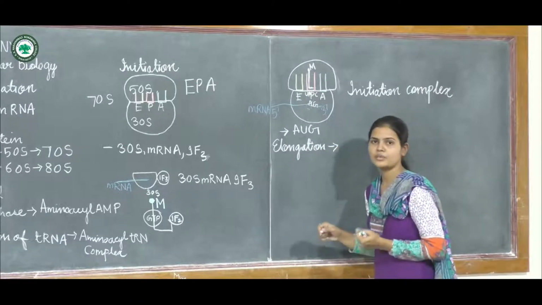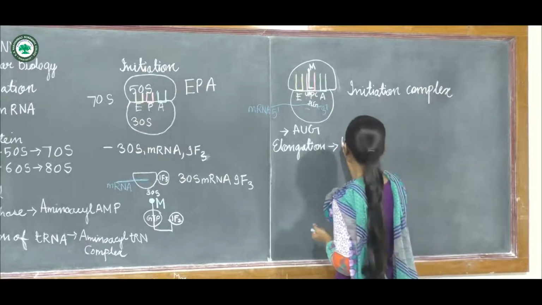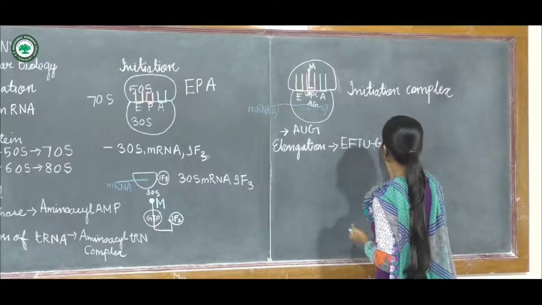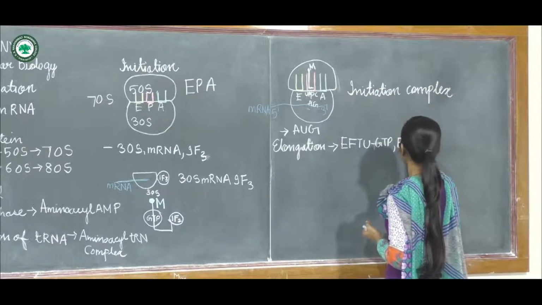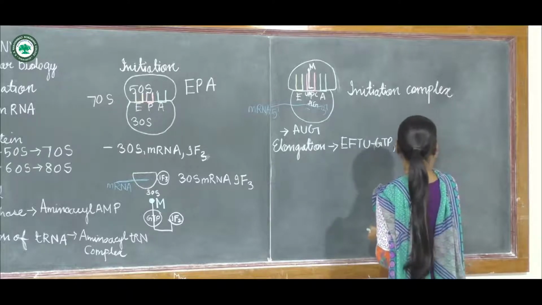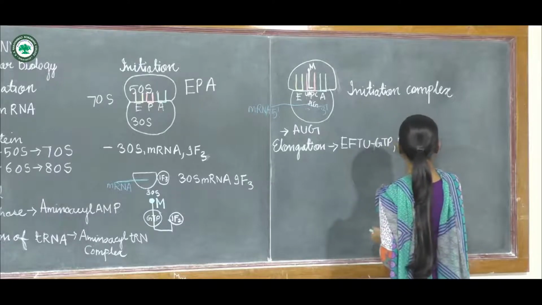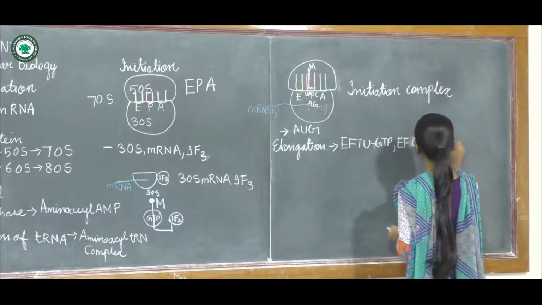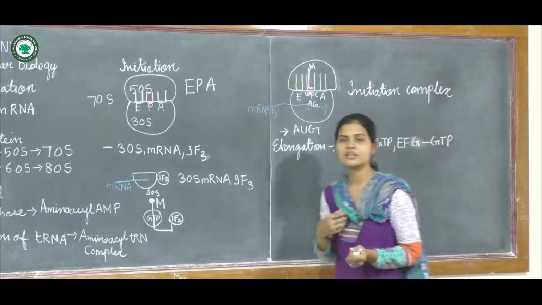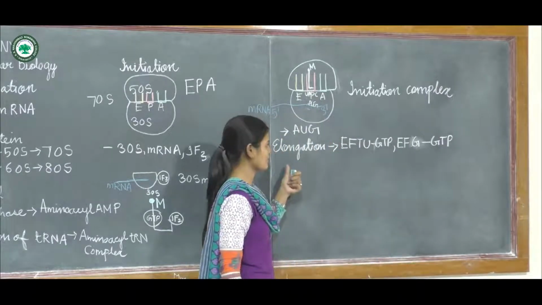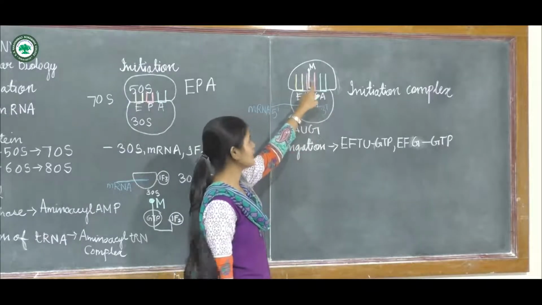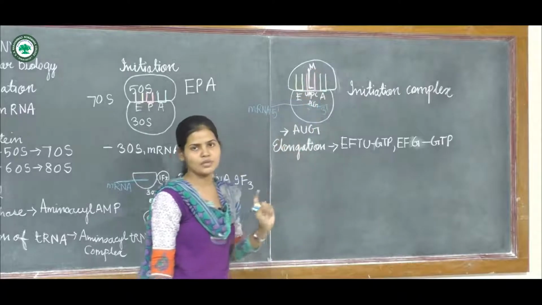During the elongation there are two elongation factors, that is EF-Tu GTP and EF-G GTP. So these are the two elongation factors, and this will help in the elongation process of this protein synthesis. So what will happen? Firstly, now in the P site there is presence of initiator tRNA carrying the amino acid, that is methionine.